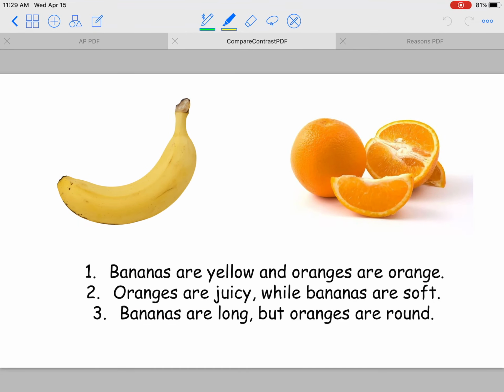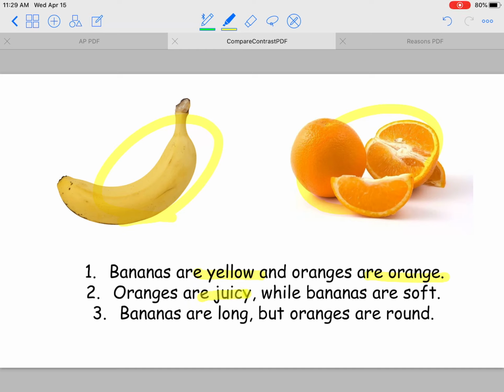All right, hopefully you came up with your own reason. We talked about earlier how bananas are yellow and oranges are orange. So that is one way to contrast these or tell how they are different. Another way that these items are different is bananas are yellow and oranges are orange. We know that those are two different colors, meaning that these are different.